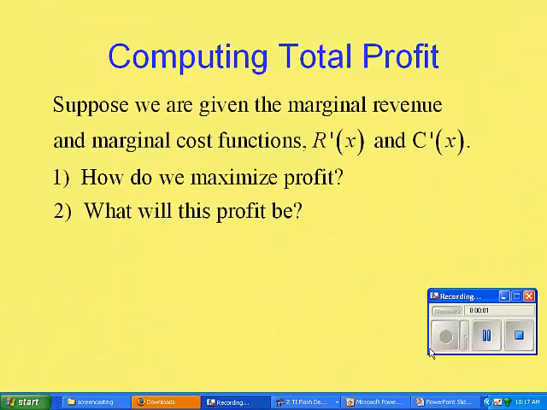Suppose I know the marginal revenue and the marginal cost. So I have 2 questions, I guess. Number 1 is, how do we maximize profit? And number 2 is, what will the profit be? That's my question.